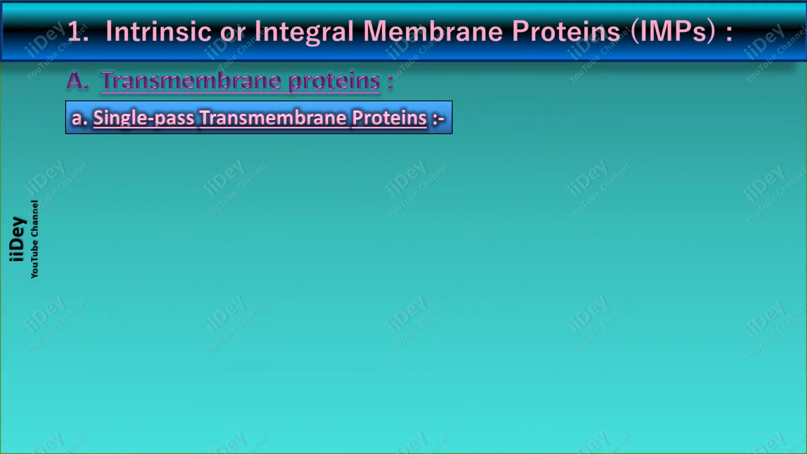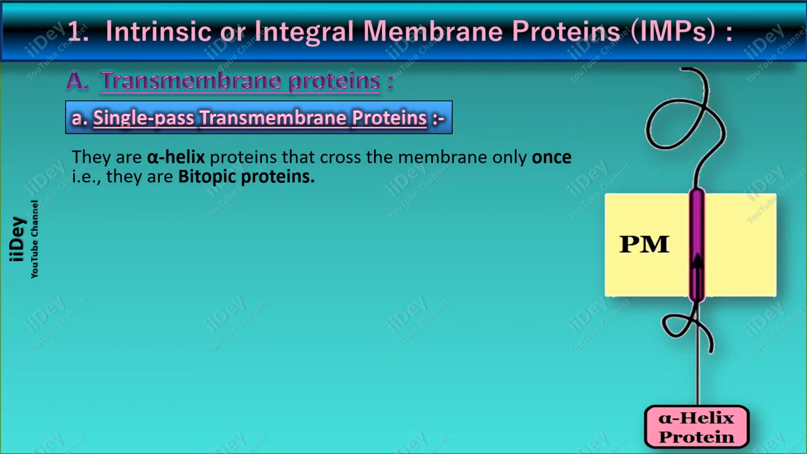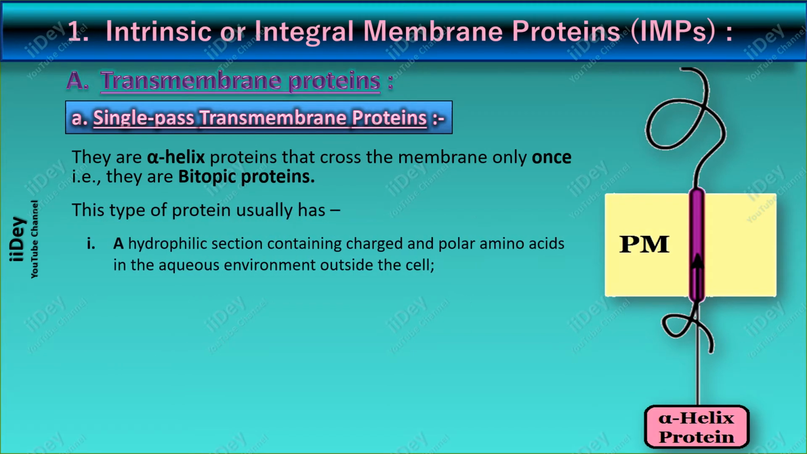A. Single-pass transmembrane proteins. They are alpha helix proteins that cross the membrane only once, that is, they are bitopic proteins. This type of protein usually has: number 1.